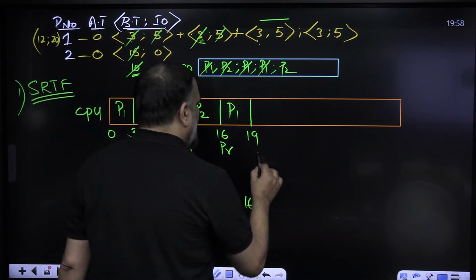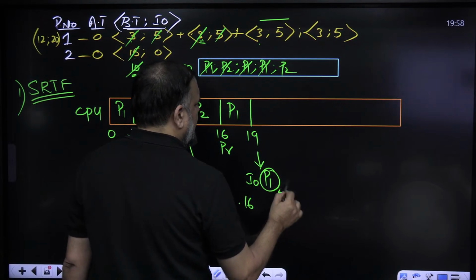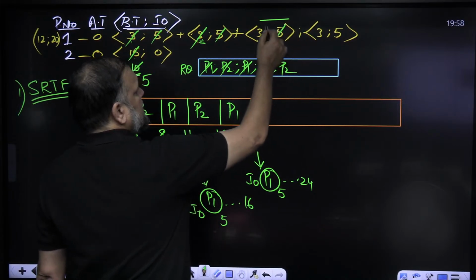Then P1 will go for IO operation. Third IO for 5 units. 19 plus 5, 24. Third IO, this is.